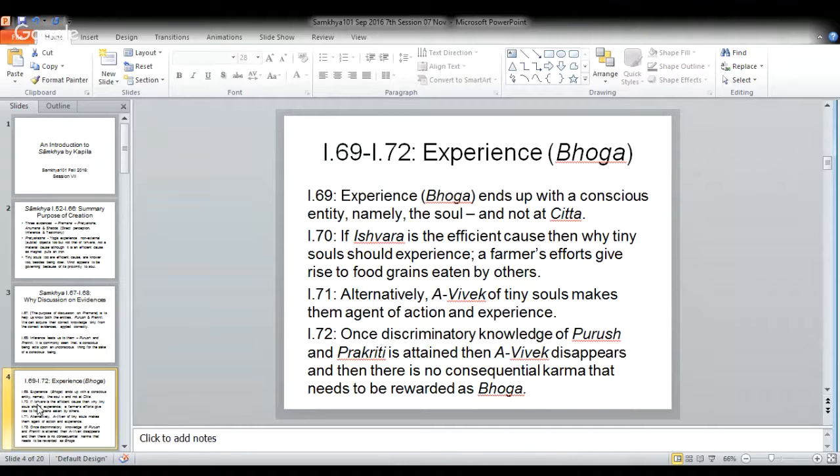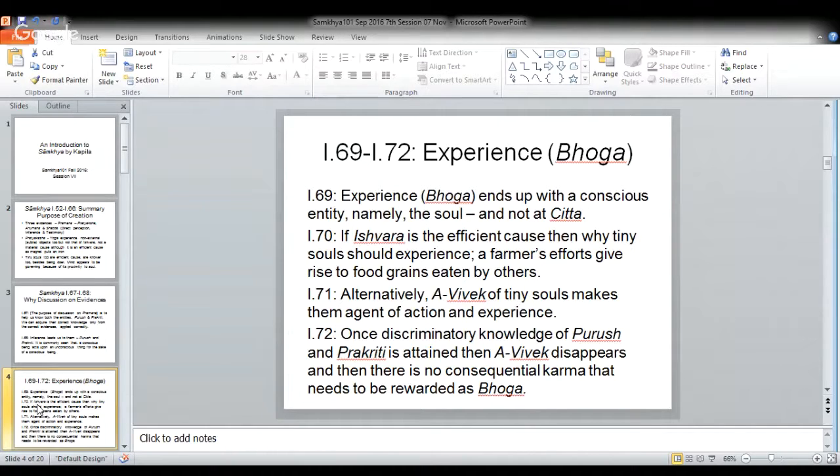Patanjali is using the word bhog. Kapil is also using the word bhog for that. 1.69 is chit avasano bhoga. Chit here is not chitta. This is chit of Chetan, consciousness, which is the soul.